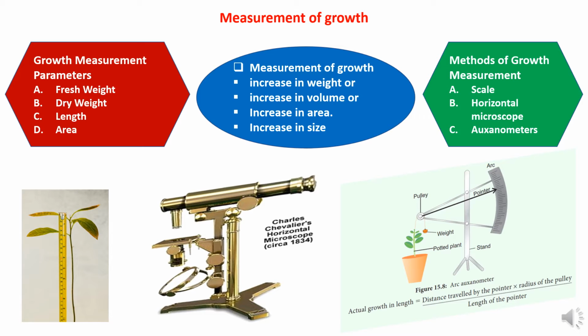And the methods adopted for the measurement of plant growth are using scales, second using a horizontal microscope, and third using auxanometers. The common and simplest method for the measurement of growth is the direct method, by which growth is measured by a scale at regular intervals from beginning to end. In other methods, the horizontal microscope and auxanometers are used for various parameters as described.